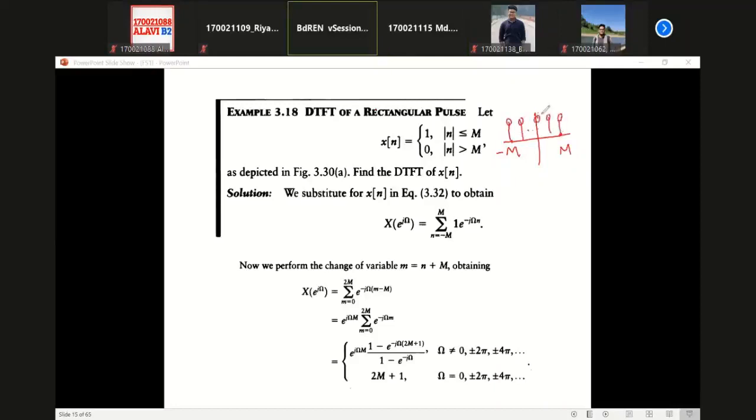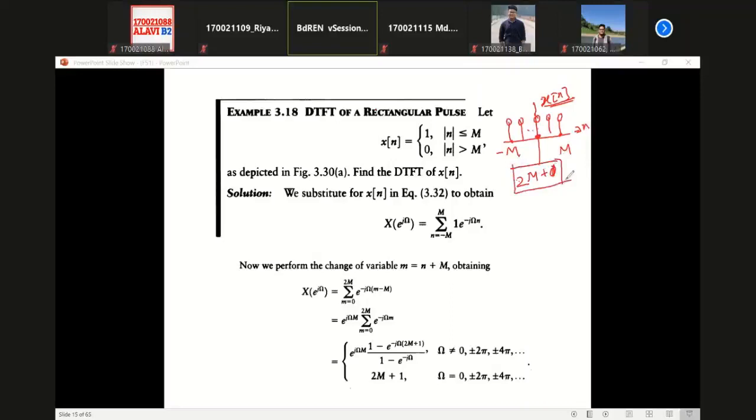Is it not your signal? This is your x[n], and this axis is n. So is it not a rectangular pulse? How many samples are there? Twice M plus 1. So your total number of samples is twice M plus 1.